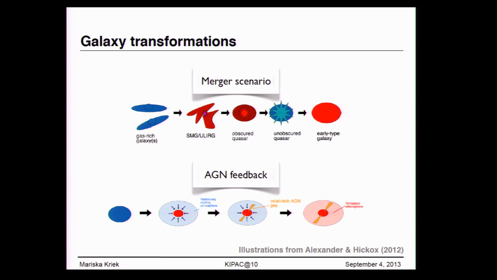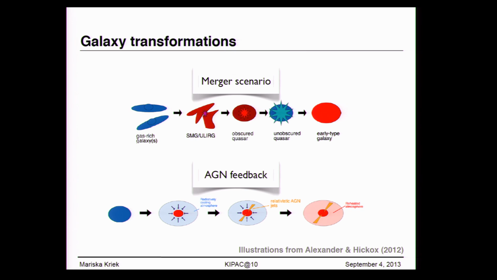So on one hand, you can think that you can quench a galaxy by having two gas-rich galaxies merge together, there's a quasar, and then you get early type galaxies. Obviously, we know the problem with this model is that you can maybe make a galaxy red, but how do you keep it red? Because you will still have gas flowing in onto your halo.